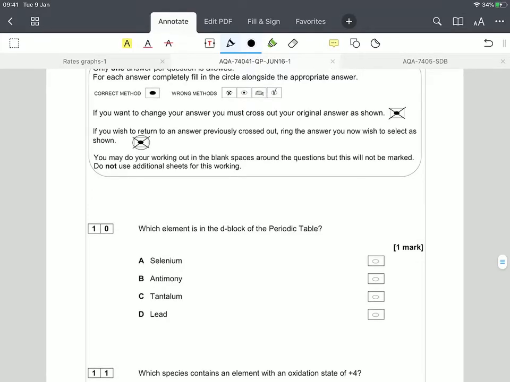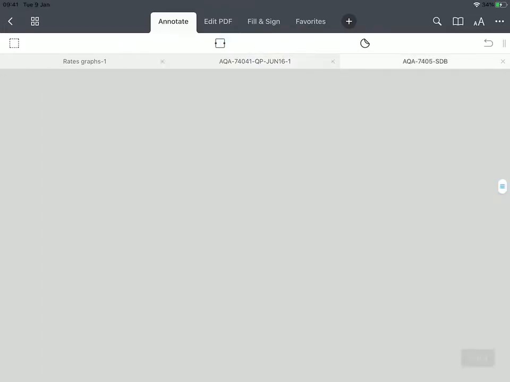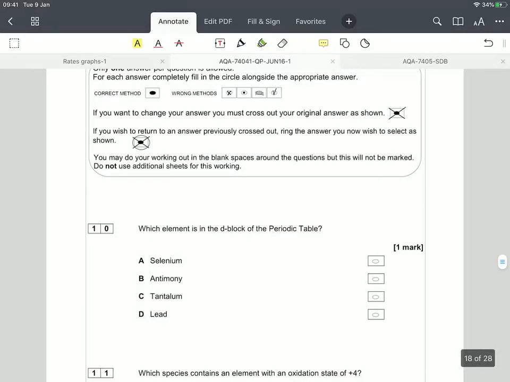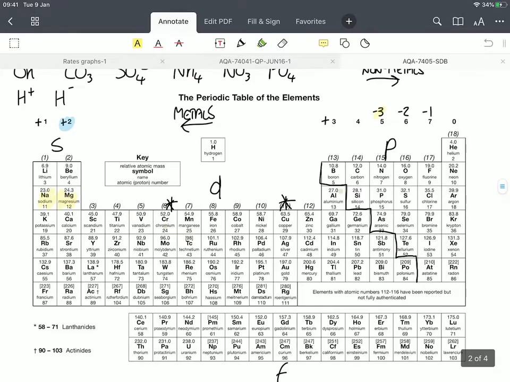Okay, I reckon my 3-year-old could do this because she can recognise simple letters, alright? But, just to be clear, we're looking for something that's got the symbol and the name that's in the D block. So we've got 4 answers: selenium, antimony, tantalum and lead. So again, this is just a bit of a time waster if you don't know where you're looking. So there's selenium, that's P block.